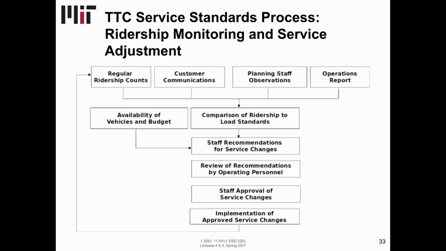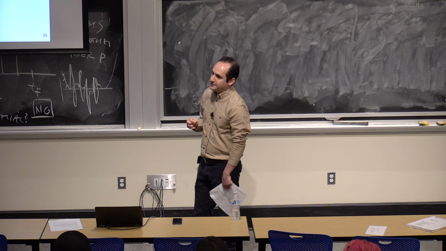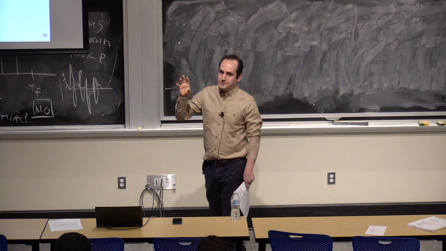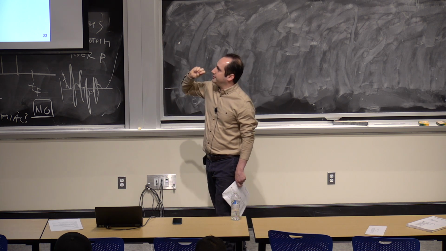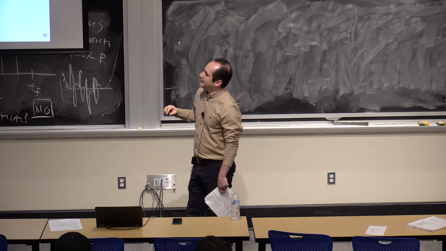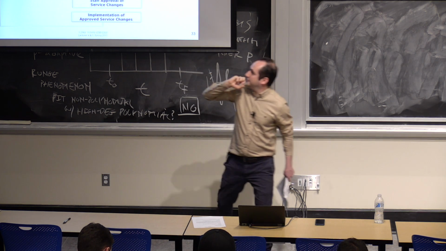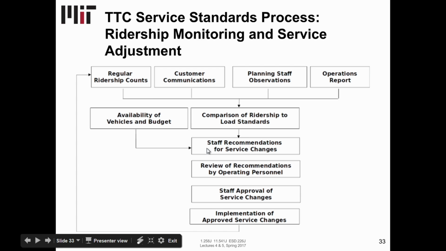Then there will be a comparison of ridership to load standards, what we basically discussed last week in terms of level of service measures related to maximum load will actually be tested for all the routes. And then depending on the fact and depending on the situation, if there is available vehicles and budgets, then the staff actually making their recommendations of changing the service. If there's availability of vehicle and budget, there will be improvement in the service and increase in the service level. And then it will be reviewed for recommendation, staff approval, and implementation. And this is a closed loop that is usually done on a regular basis.